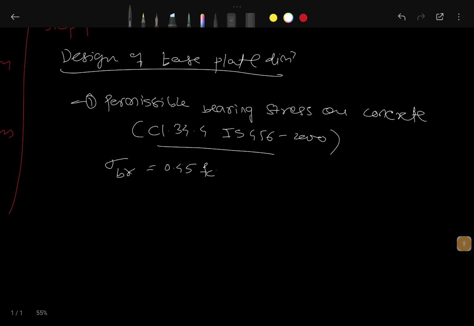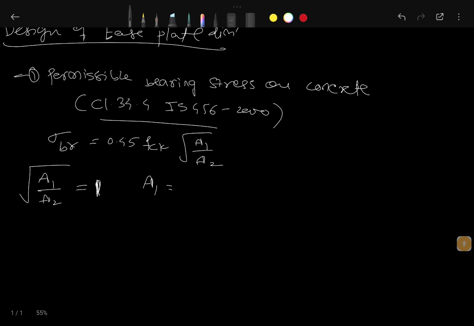Sigma BR, that is bearing stress of concrete, is equal to 0.45 FCK square root of A1 divided by A2. This square root of A1 divided by A2 basically we use for preliminary, because A1 is nothing but the area of base plate, and A2 is nothing but the area of concrete pedestal.